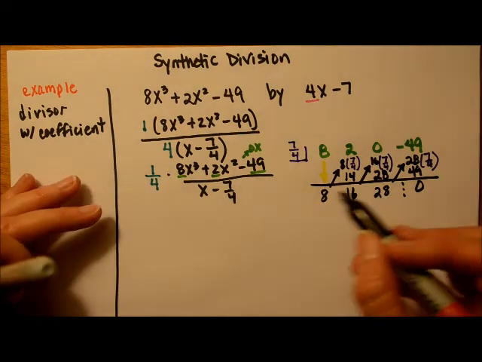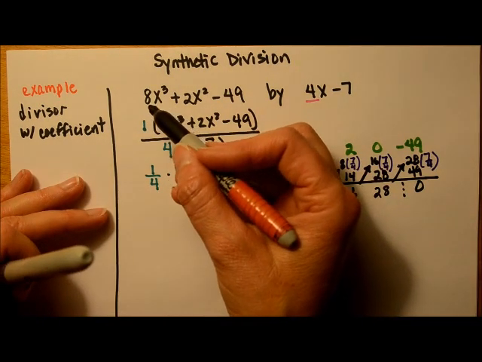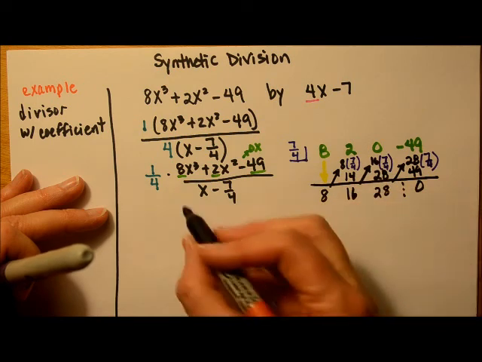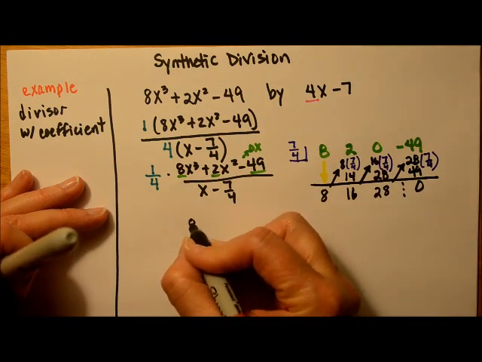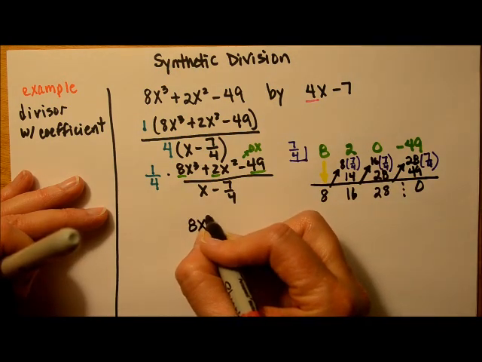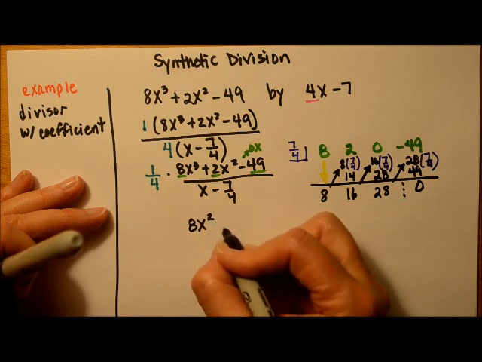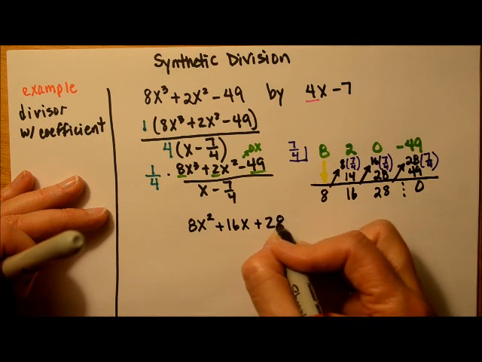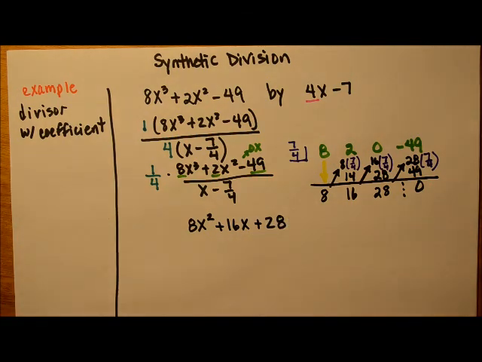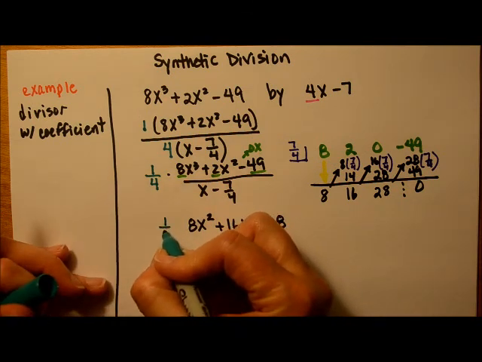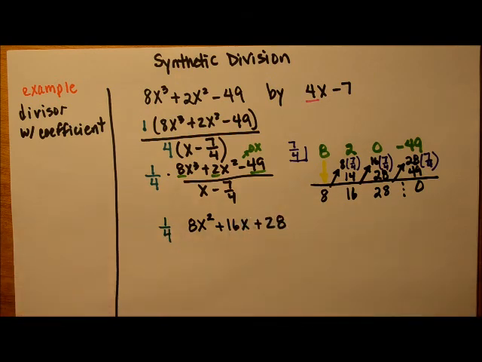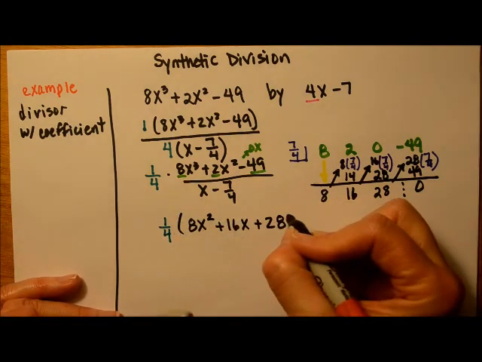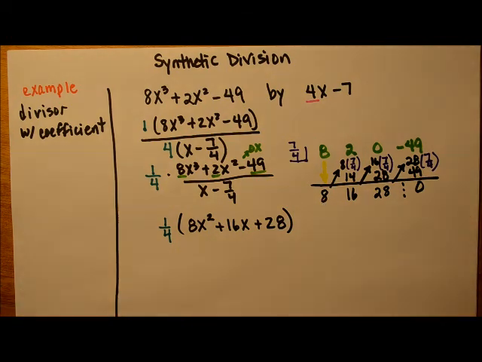Not quite done. I have to come up here and say, oh, it's x cubed, so I'm going to go to x squared. So what I'm going to have then is 8x squared plus 16x plus 28. Now, I'm not done. I have to bring that 1/4 back in. I'm going to have to multiply that whole thing that I did by 1/4 to finish off the problem.